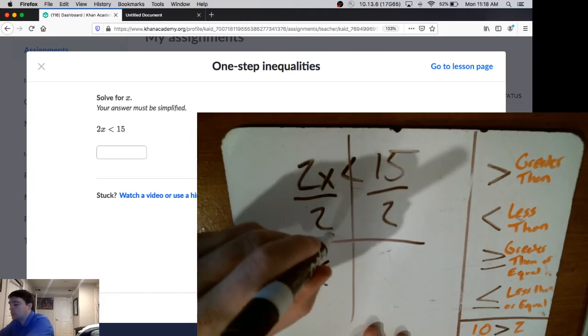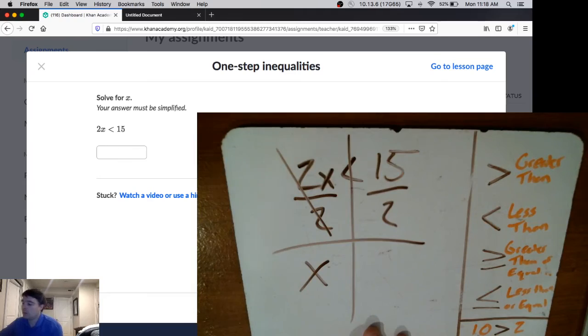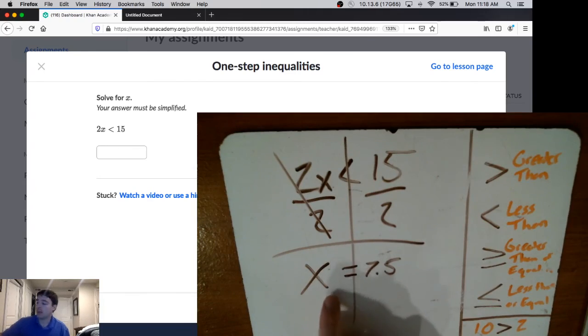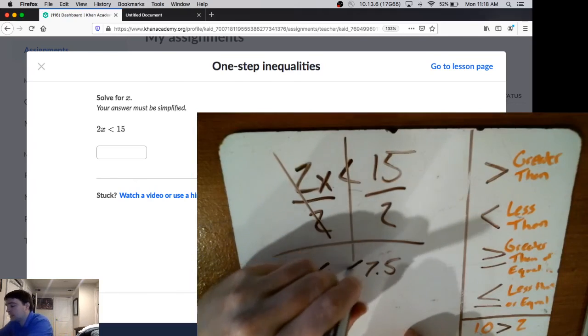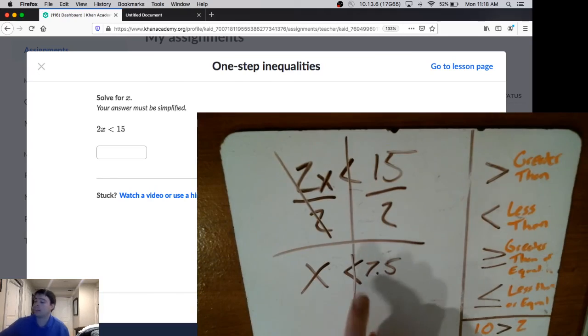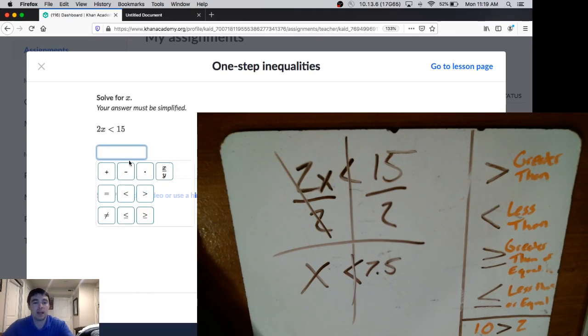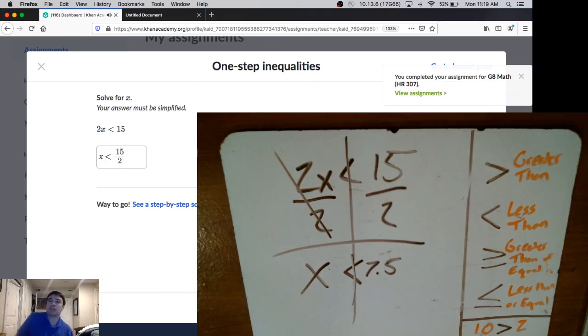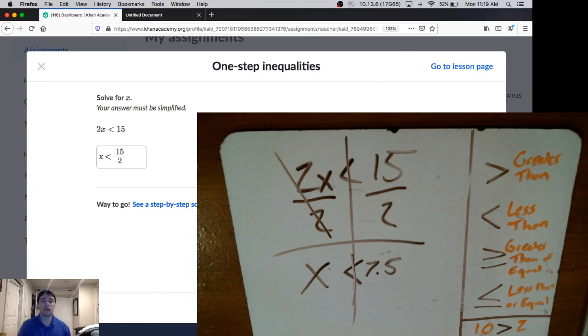By dividing by 2, that cancels out the multiply by 2. 15 divided by 2 gives me 7.5. So I could say x needs to be less than 7.5. That sign, that inequality won't flip when we divide by a positive number. I'm actually going to leave my answer as a fraction. I'm going to put the fraction 15 over 2, which is the same value as 7.5. And it looks like Khan Academy will accept both fractions and decimals when you don't have an integer or whole number answer for x.